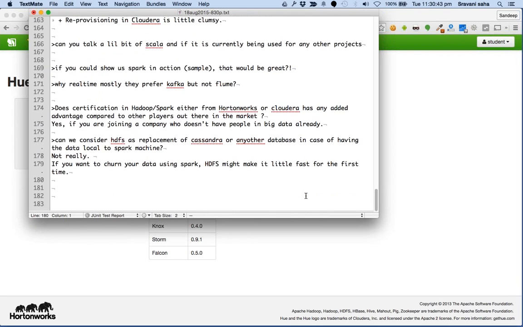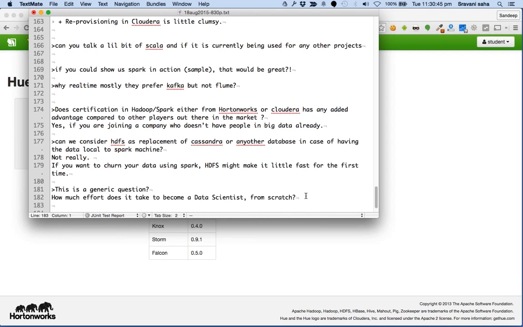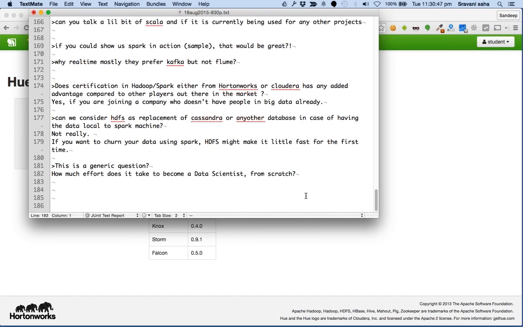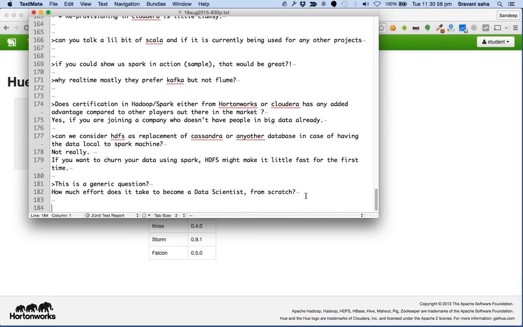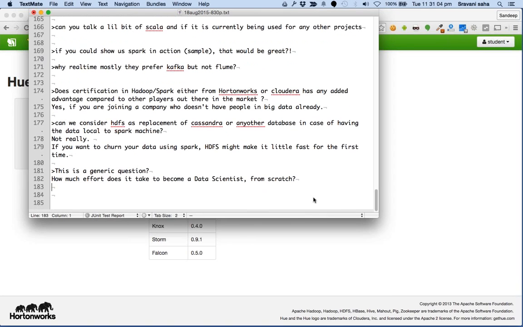Ram's question is, how much effort does it take to become a data scientist from scratch? Actually, the data scientist definition is very vague, and it all depends on how lucky you are and which company you are talking about. But to become a data scientist, it requires a fair amount of practice.